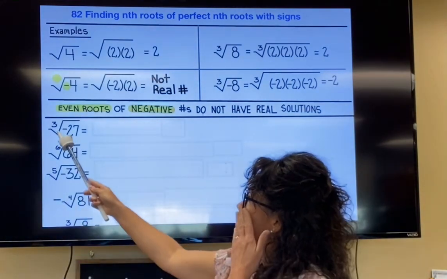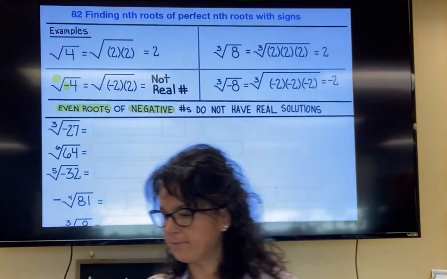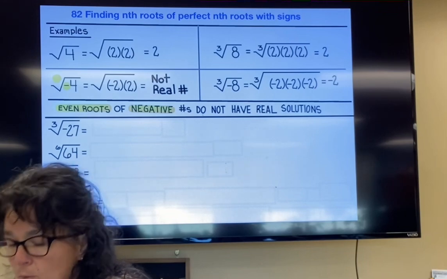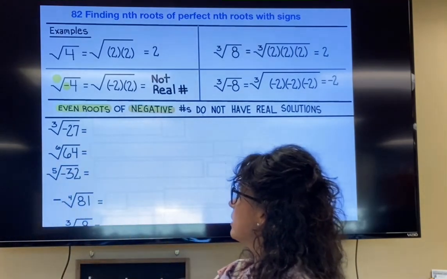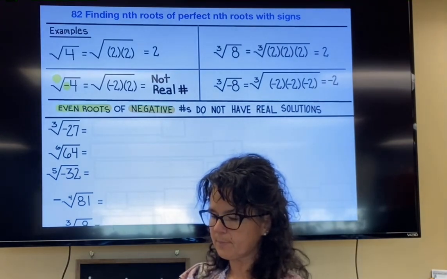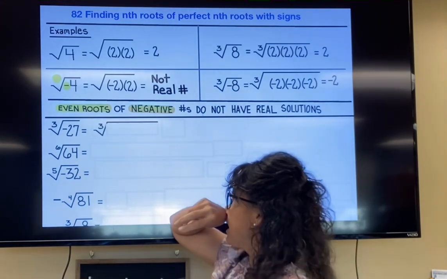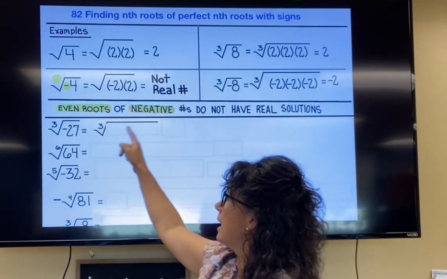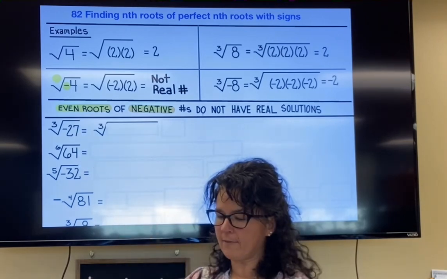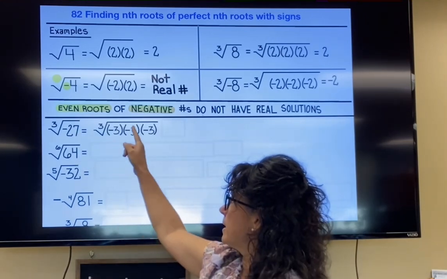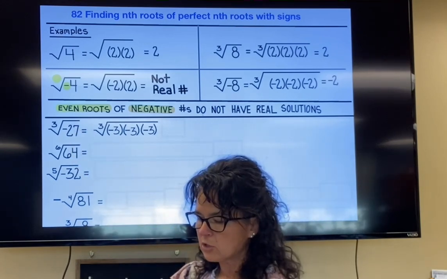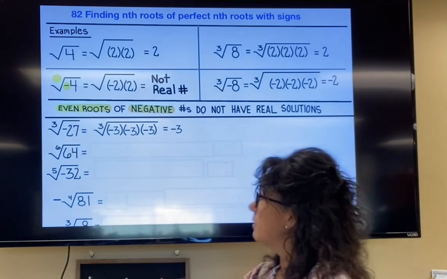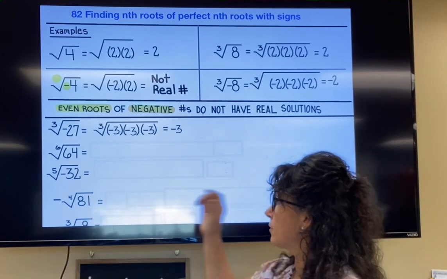I have the cube root of -27. So because the root is odd, I am going to have a real solution. And thinking of three of a kind that get me back to -27, -3 times -3 times -3 is -27. So the cube root of -27 is -3.